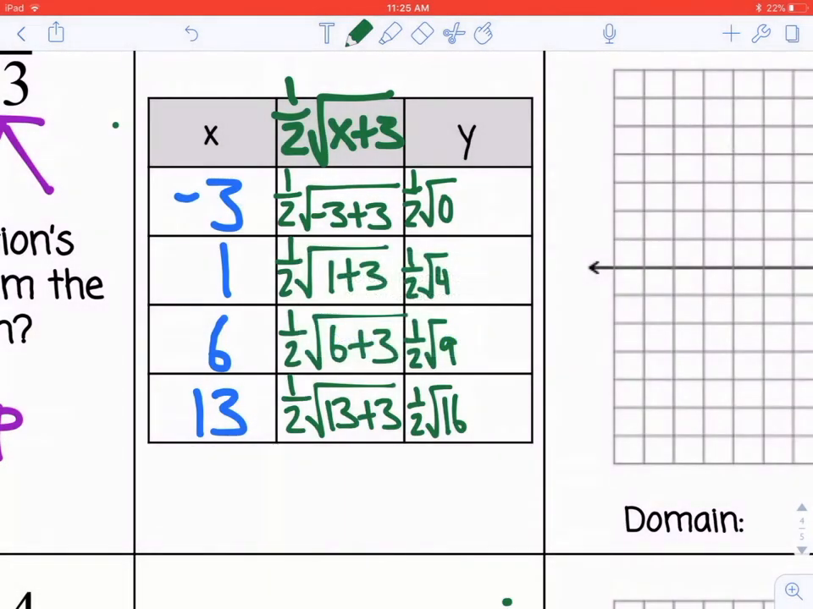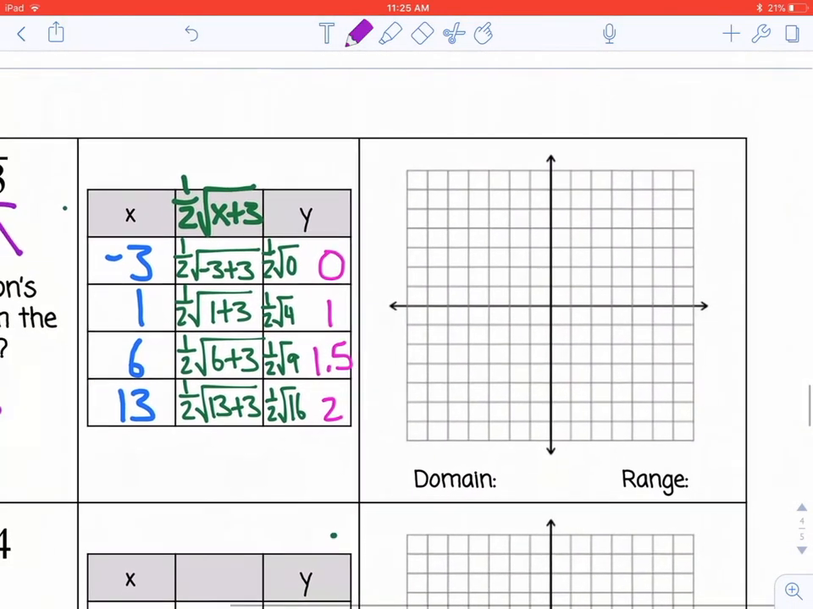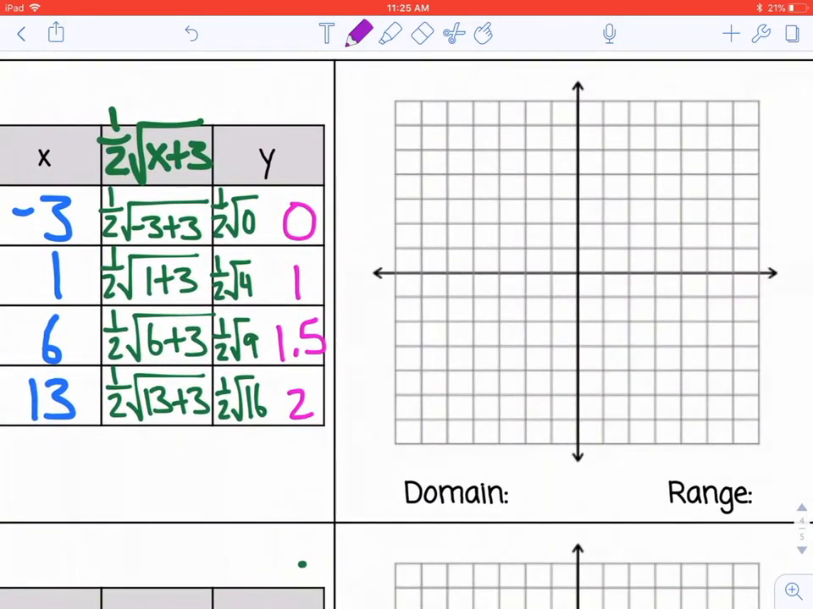And then we can simplify that. Half of 0 would just be 0. Half of the square root of 4, which is 2, would be 1. Half the square root of 9 would be 1.5. And half the square root of 16 is 2. Then let's graph those points over here. So -3 goes with 0. We have 1, 1. We have 6 goes with 1.5, so that'd be about right there.